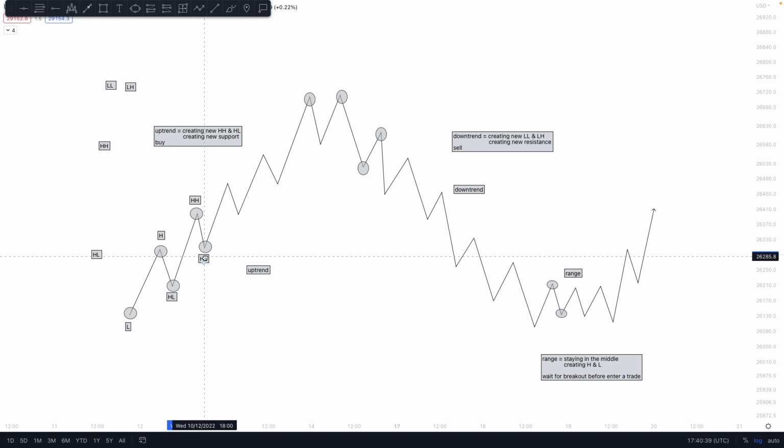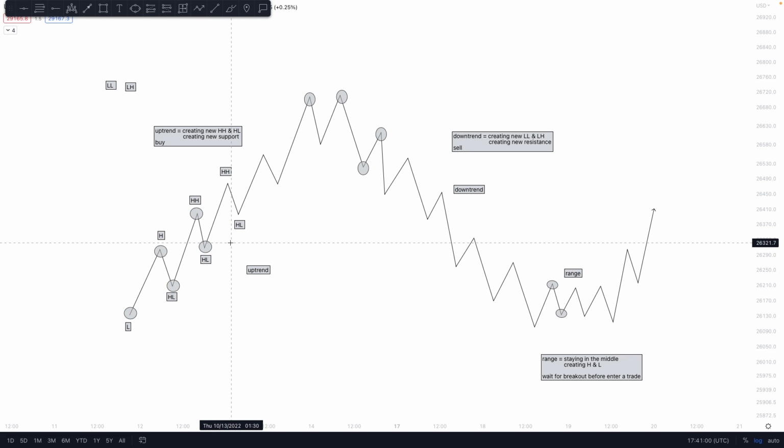So basically, the market is just going to repeat itself every single time, right? That's how trading is. The market just repeats itself. History repeats itself when it comes to trading, right? So same thing over here. We're now creating a new higher high, because this high is higher than the previous high. Over here, we have a new higher low because this low is higher than the previous low.